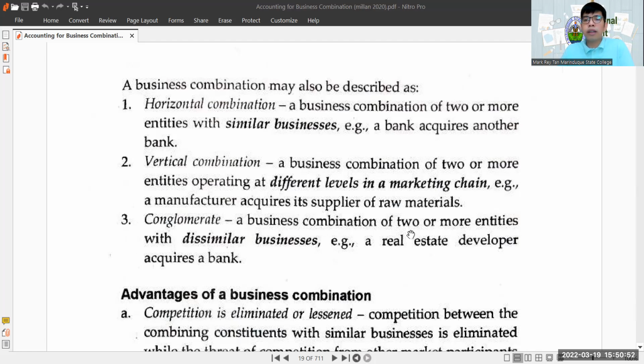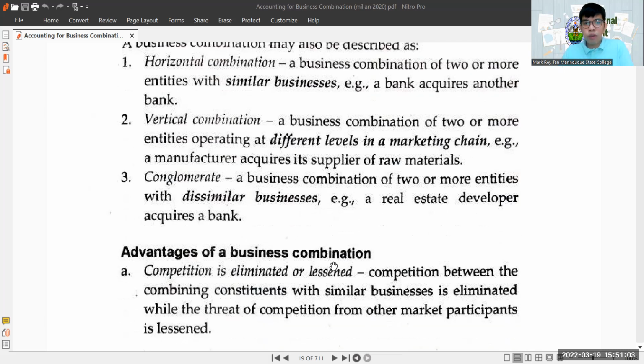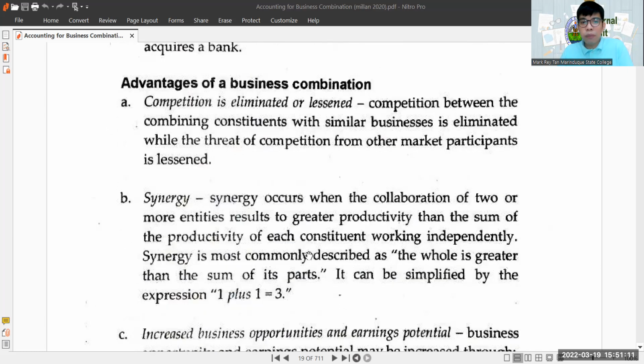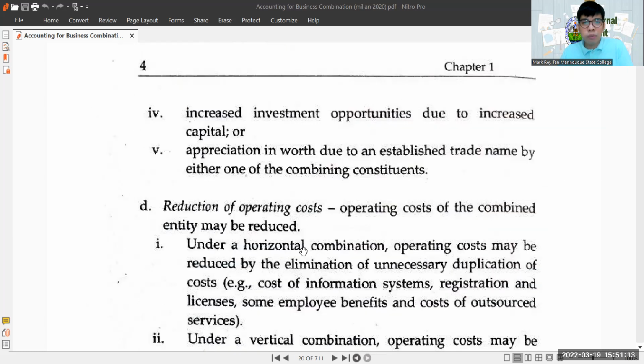And then last is conglomerate. So pag naman conglomerate, magkakaiba naman yung business involved. As an example dito, real estate developer, binili niya yung bank. Okay, so of course, bakit ba ginagawa yung business combination? There are a lot of advantages of doing so. Of course, there are also disadvantages of having business combination.